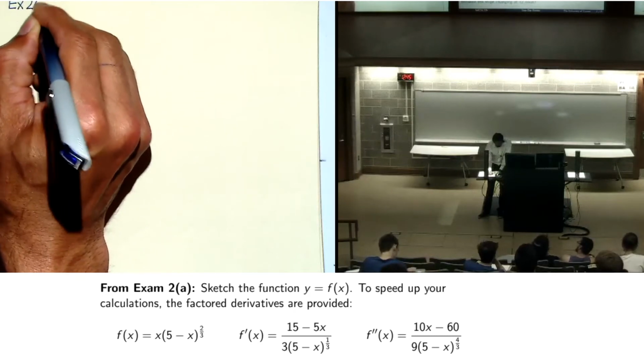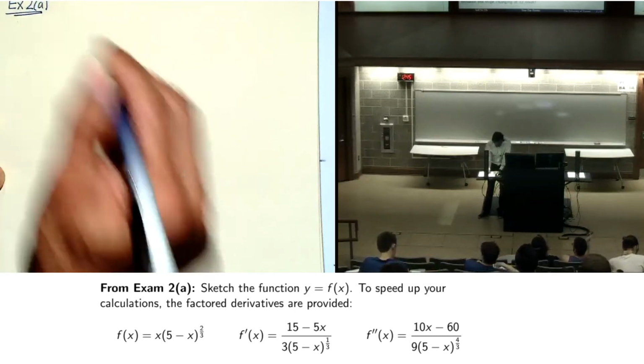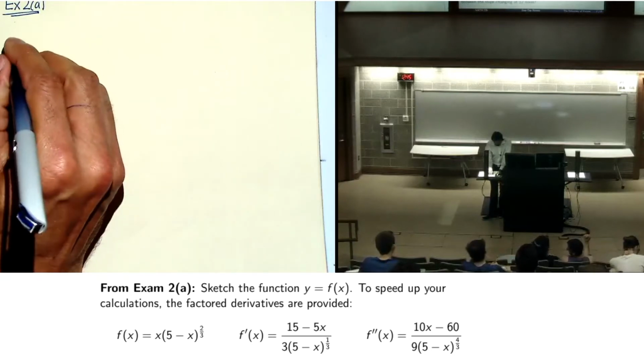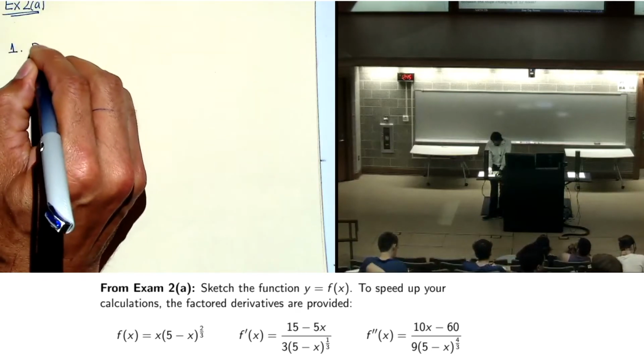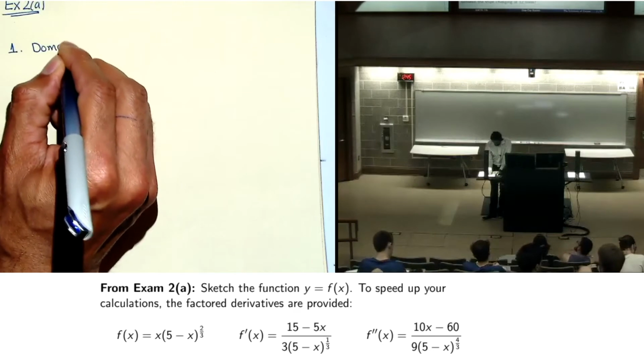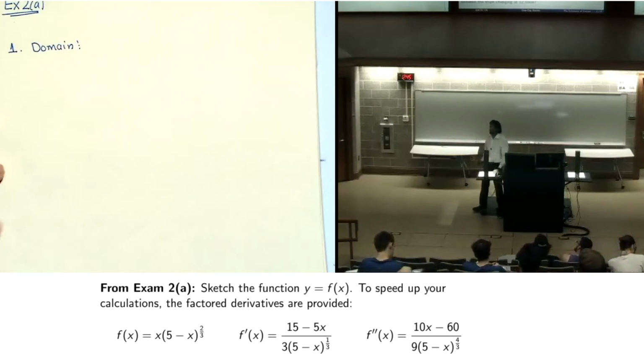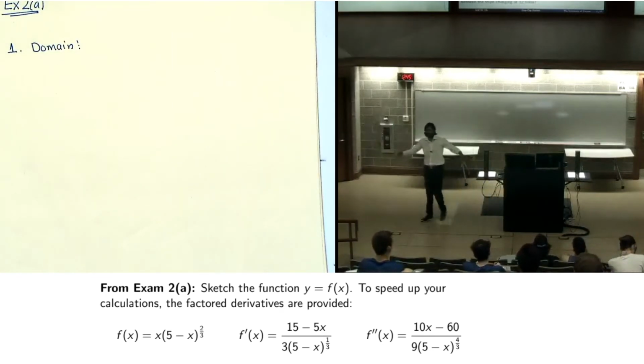Example 2.a. So let's see what information I have. First, I need to know the domain of the function. This is very important information. First, I need to know what portion of the real line I'm going to plot my graph, how big my canvas should be.